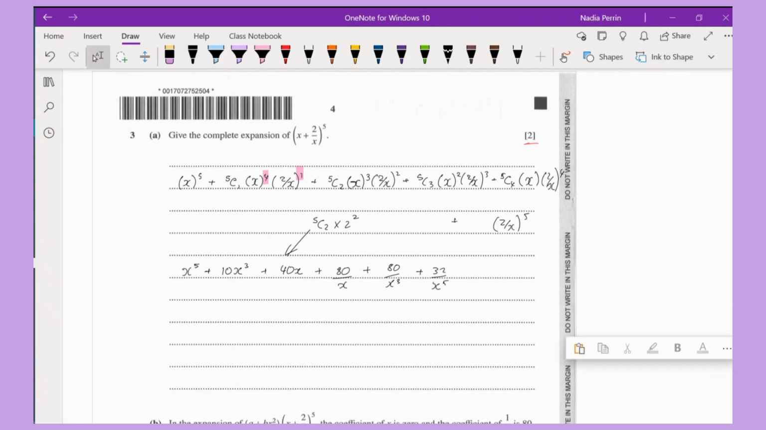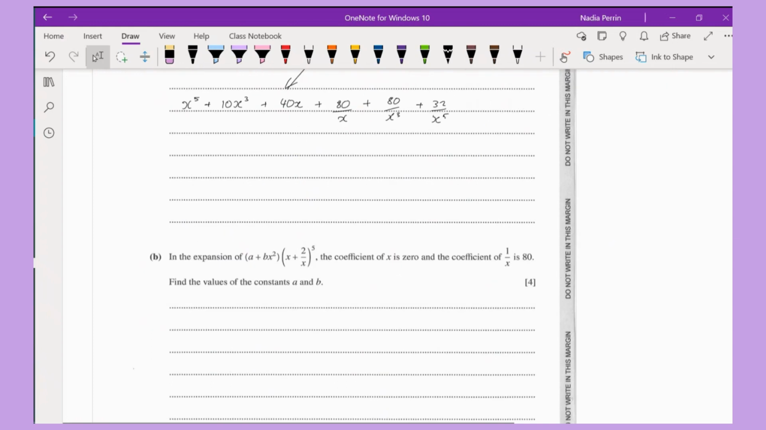So there then was an extension of that question, just wanting to know if we then multiply that answer by a plus bx squared, we're wanting to look at the coefficient of x and the coefficient of 1 over x. So this type of question is more similar. So all I did is chucked all of that in, and then I started looking for what would give a coefficient of x and what would give a coefficient of 1 over x.